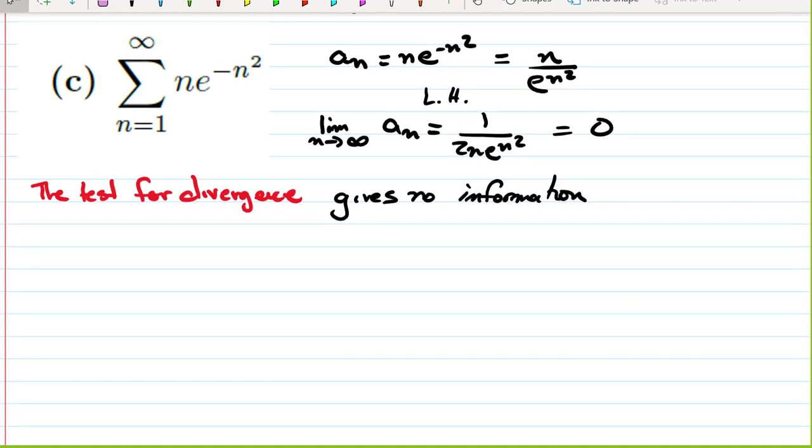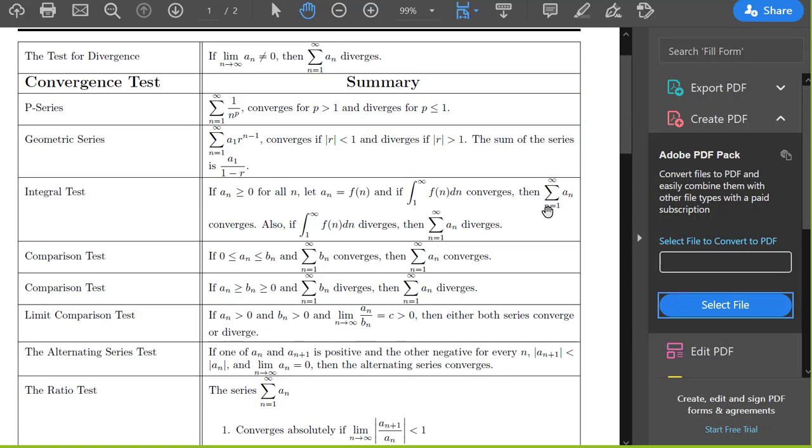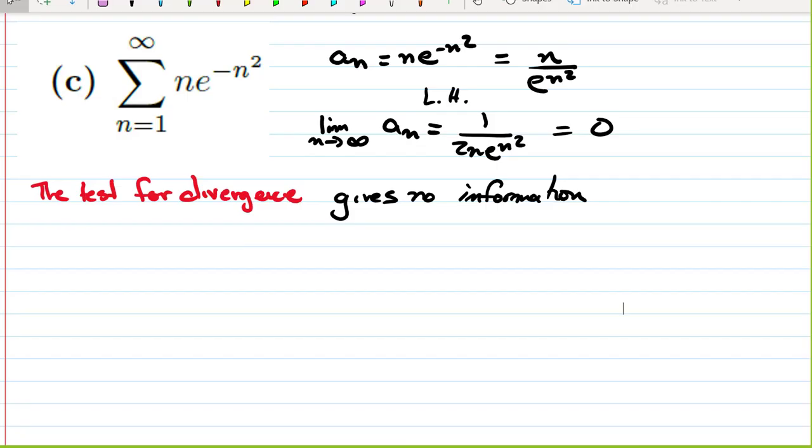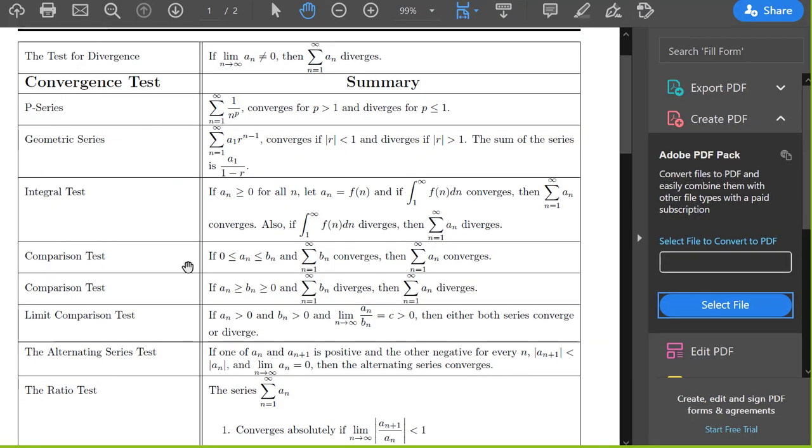All right, so we need to come up with a different test. So we look at our sheet of tests, and we have something of the form n times e to the negative n squared. And we know that the exponential is going to dominate a polynomial. So we think that this should converge.